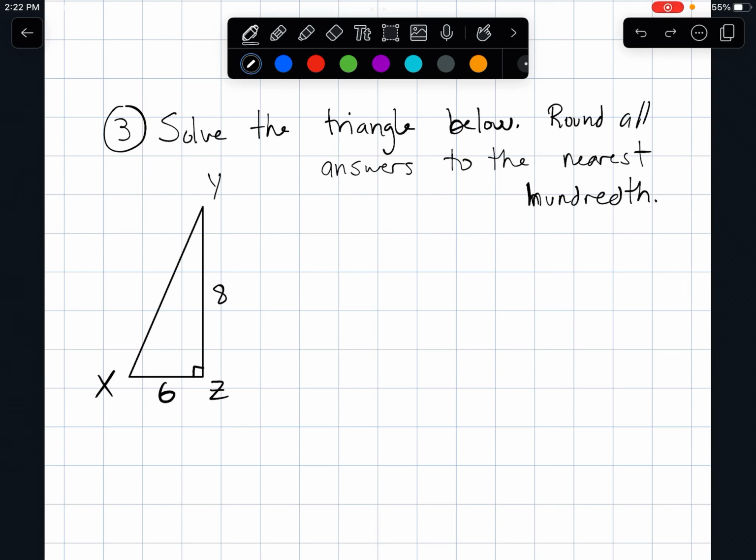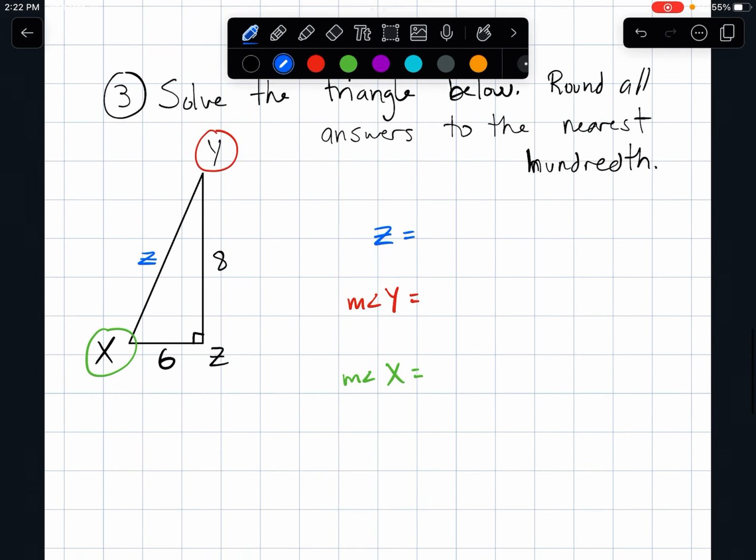We're going to round all of our answers to the nearest hundredth. So I want to think about what I still have remaining here. I want to find lowercase z, right? Z is the hypotenuse, so I have to find z. And then I also want to find angle y. I don't know what that angle is, so we've got to find the measure of angle y. And I also don't know what x is, so I've got to find the measure of angle x. So let's start with side z.